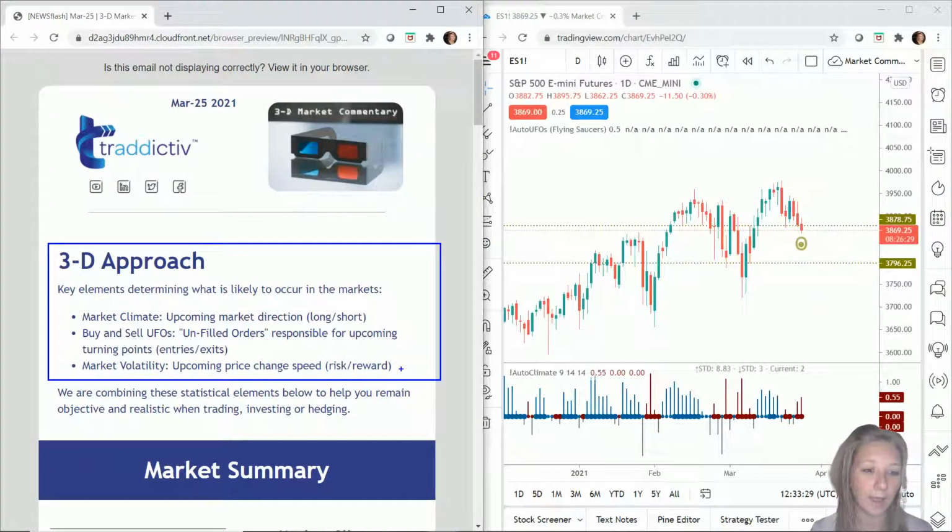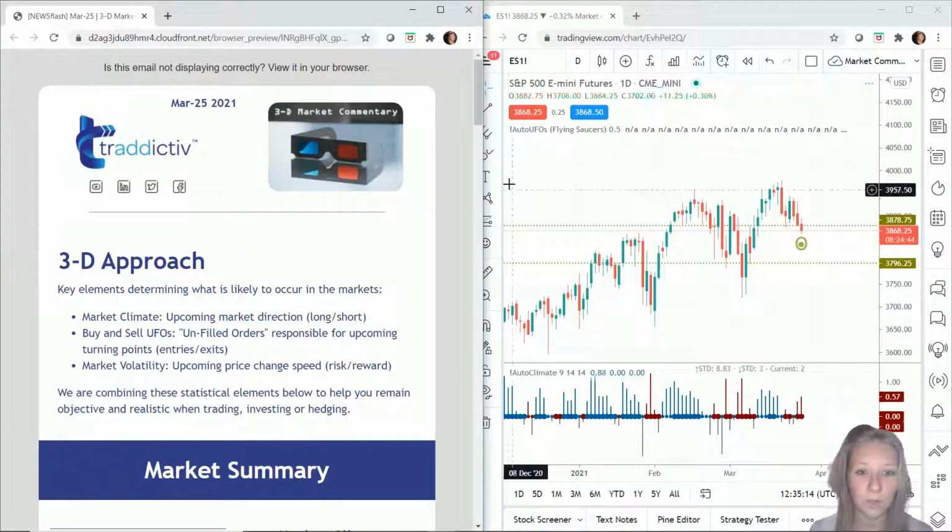And then we're going to look at market volatility. Market volatility gives us an idea of risk and reward. Usually the higher the volatility, meaning the faster it moves, the higher the risk, but also potentially the higher reward. The slower it moves, the lower the risk, but potentially the lower reward. So we'll go through each of those elements per market.